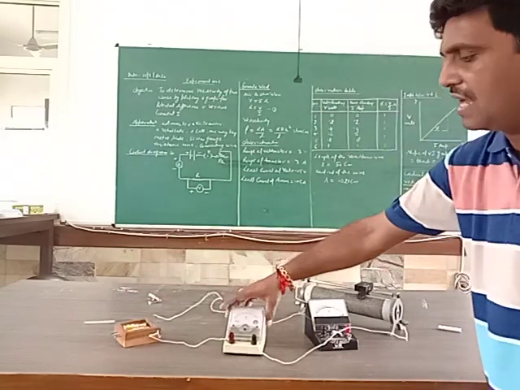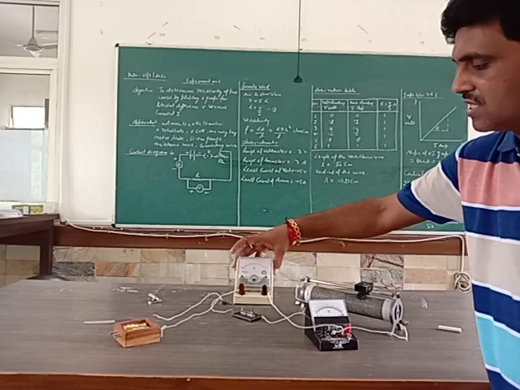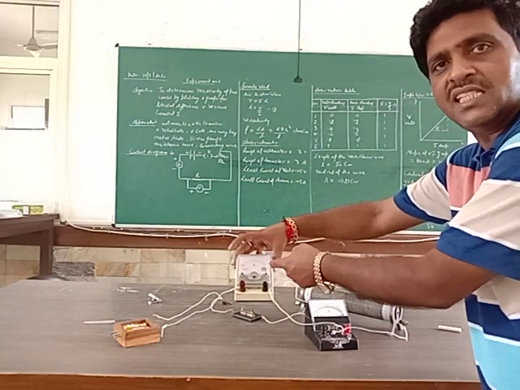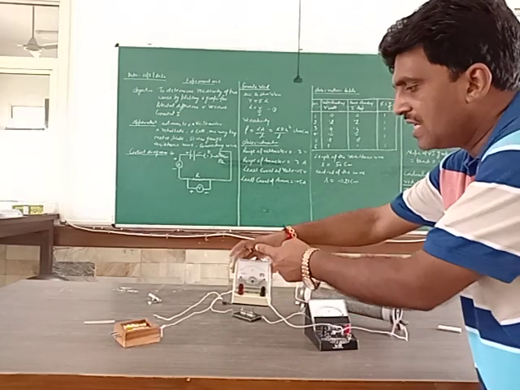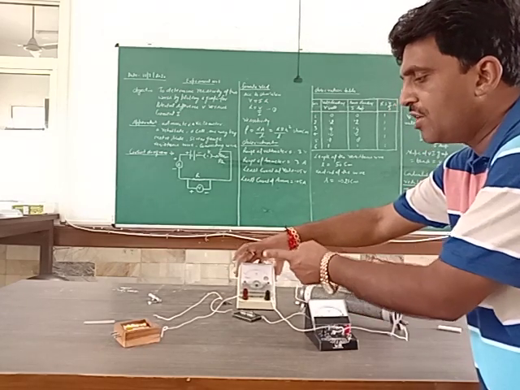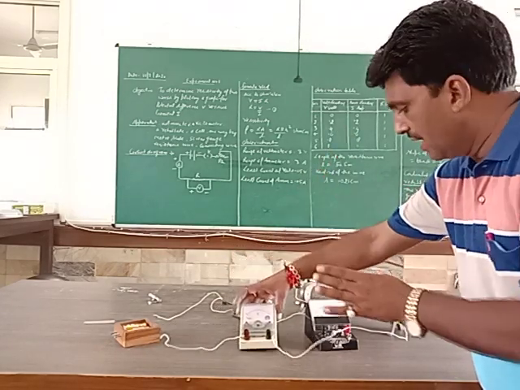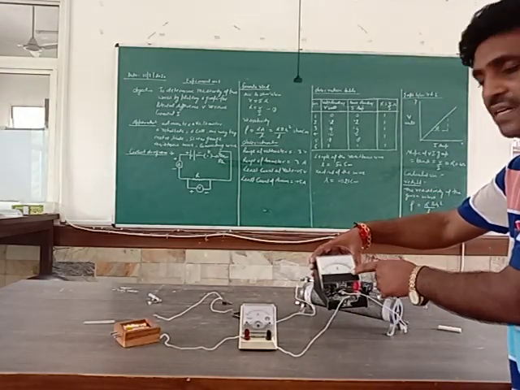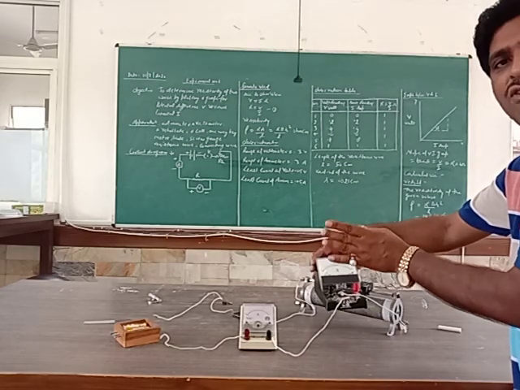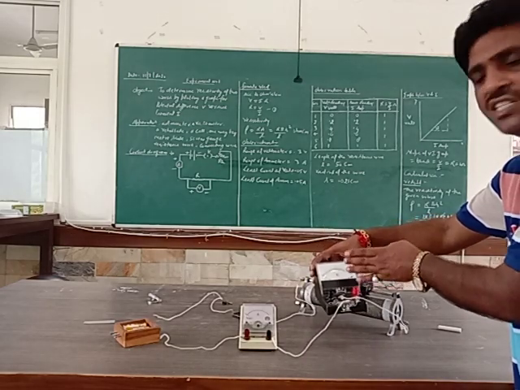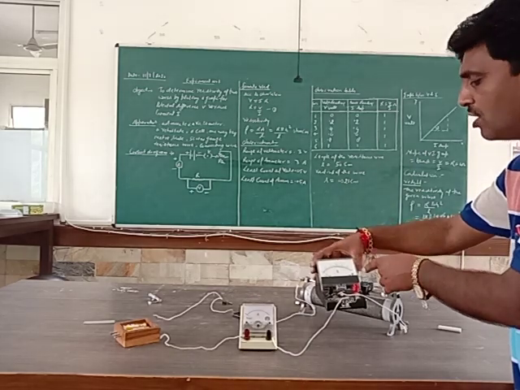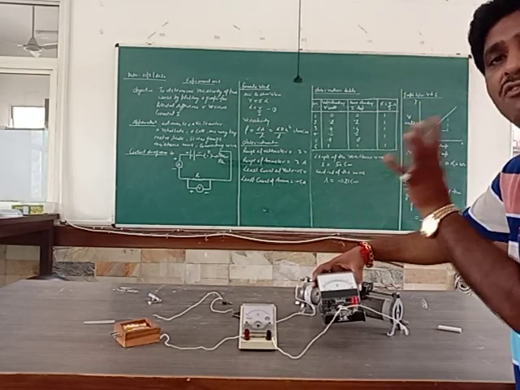And this one is the ammeter. The range of this ammeter is 0 to 3 ampere. The maximum current we can measure by this ammeter is 3 ampere, and the least count of this ammeter is 0.05 ampere. We are also using the voltmeter, and the range of this voltmeter is 0 to 3 volt. The maximum voltage that can be measured by this voltmeter is 3 volt, and the least count, meaning the minimum measurement by this voltmeter, is 0.05 volt.